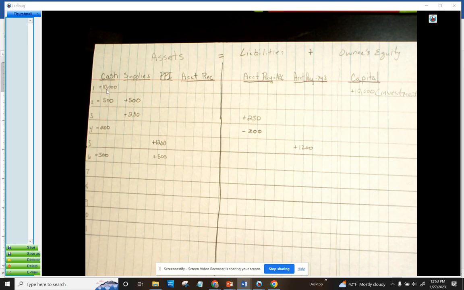And cash would make assets go up. That's a plus, and a plus over here, capital. Plus to capital would make owner's equity go up. So if the accounts are in classifications on opposite sides, they have to move together. If the accounts are in the same classification on the same side, they move in opposite directions. Okay.